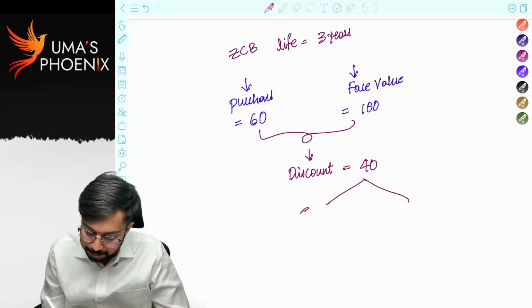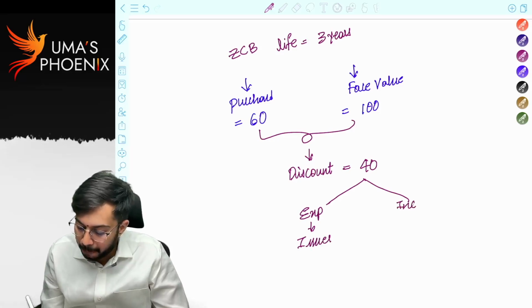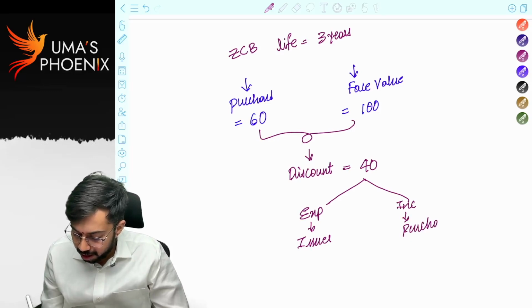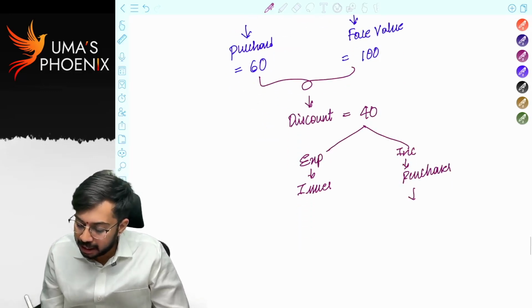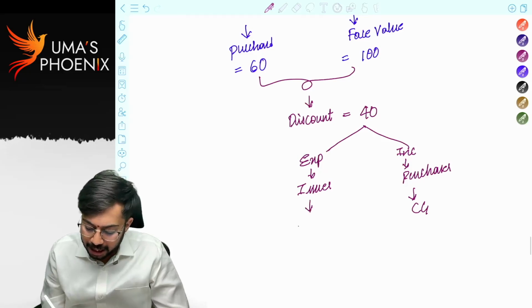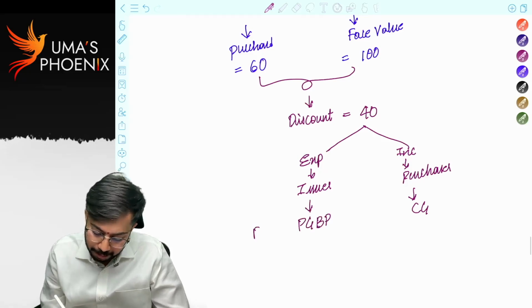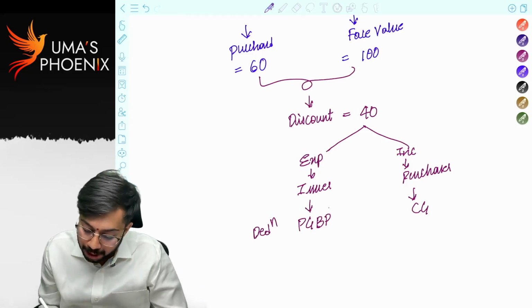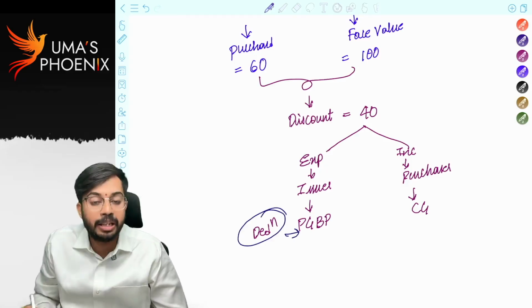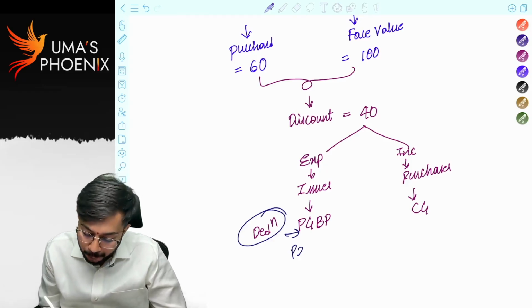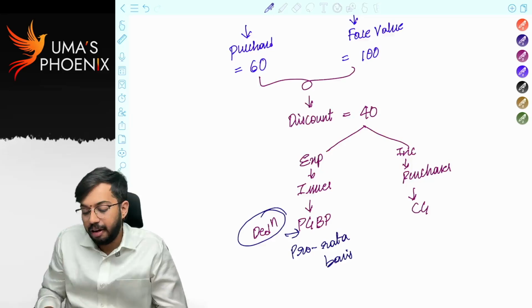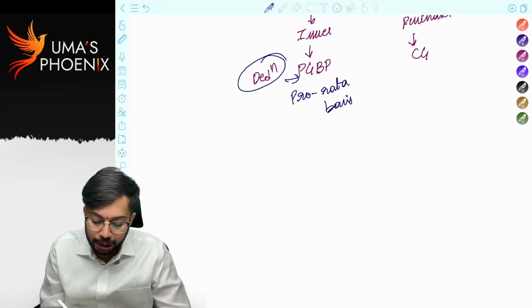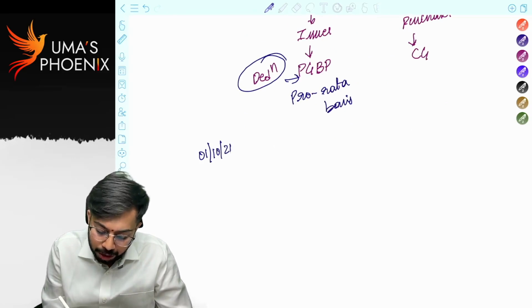This 40 rupees is expenditure to the issuer and income to the purchaser. That income to the purchaser is taxable under the head capital gains. For the issuer, expenditure is allowed as deduction under the head PGBP. But the deduction allowed under PGBP is allowed on a pro rata basis, that means proportionately. For example, zero coupon bonds are issued on 1st October 2024.